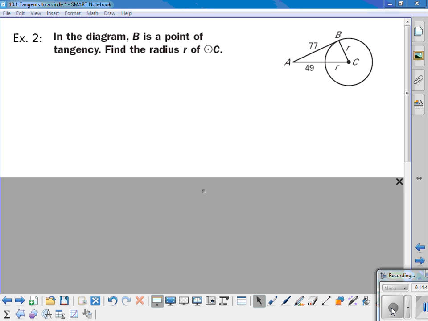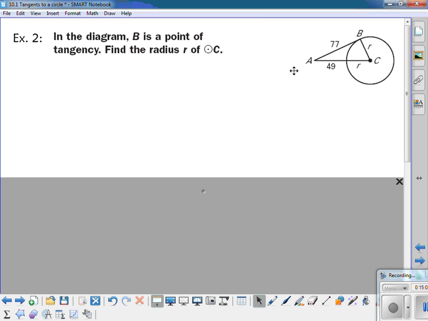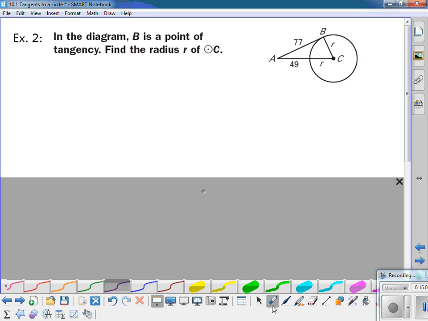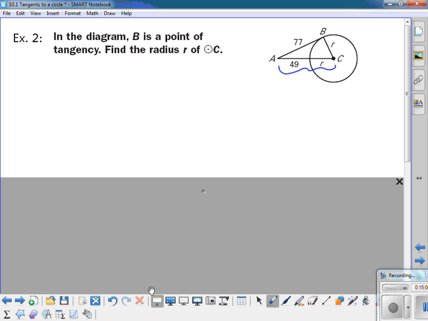Okay. I need to show you this because this is going to go back to remembering how to square a binomial, which we did not too long ago, but you guys might not remember. So this time I don't know the radius, right? But I know that for this length, I'm going to use r plus 49. So that means for a squared plus b squared, I'm going to do r squared plus 77 squared. That has to equal r plus 49 squared.